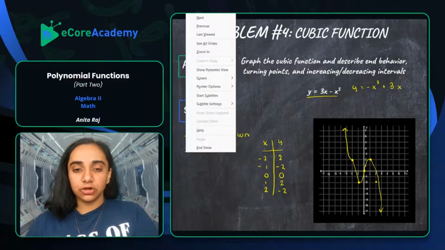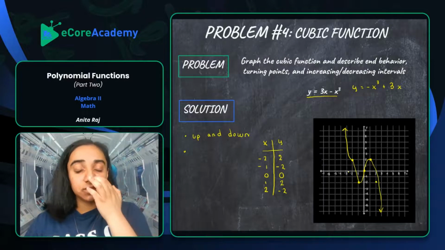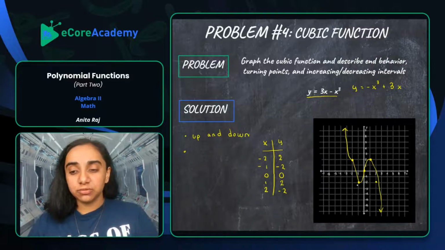Then we got to look at turning points. Oops, sorry about that, the menu keeps coming up. Okay, so next we're going to look at our turning points. Remember, our turning points are where the function goes from increasing to decreasing, or if it goes from decreasing to increasing. And the two turning points should be pretty obvious.